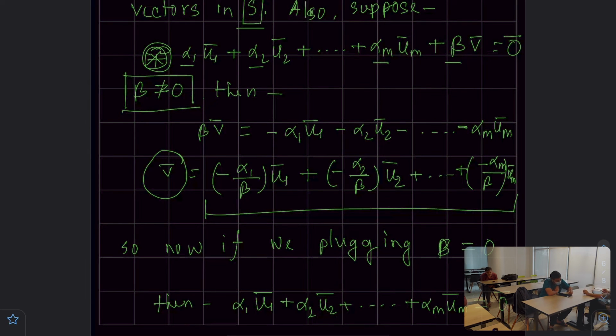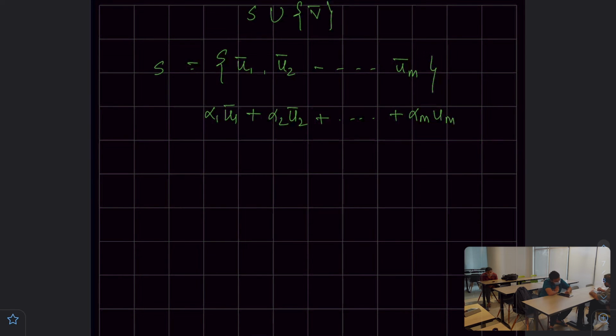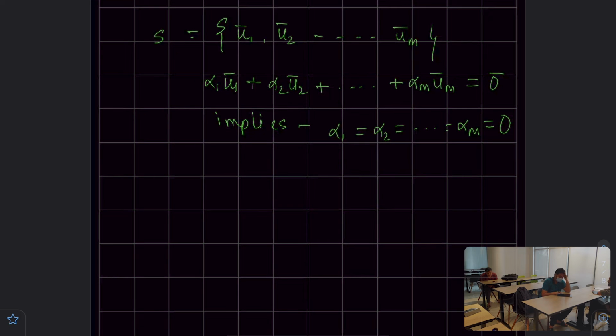Do you understand? Okay. So I'm considering this set S. This is a linearly independent set, and S is the set of these vectors u1, u2, um. So if I take the linear combination alpha 1 u1 vector plus alpha 2 u2 vector plus alpha m um vector equal to 0 vector, this implies alpha 1 equals alpha 2 equals alpha m equals 0, right? So I'm considering this set S as a linearly independent set.